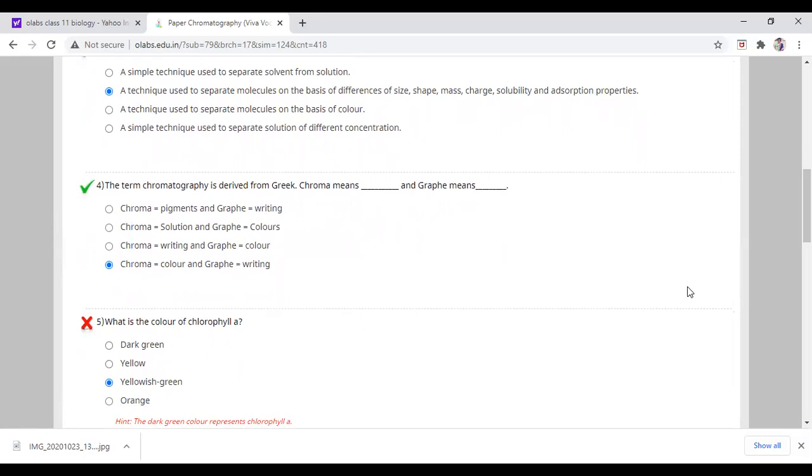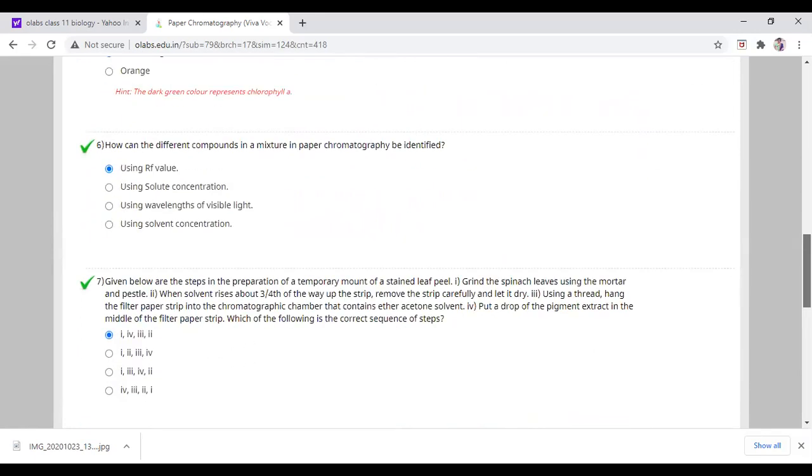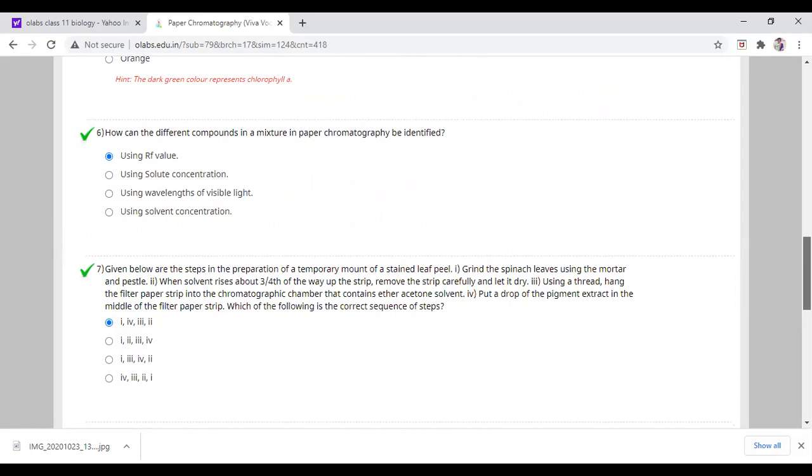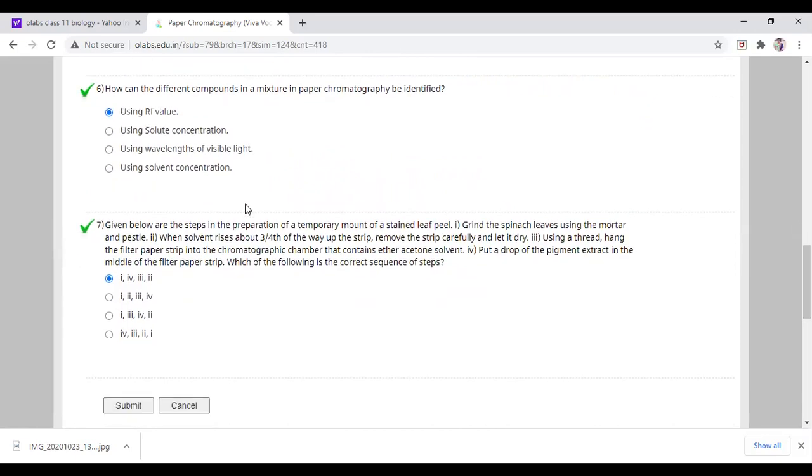What is the color of chlorophyll A? Dark green is the color. So this is wrong for us. Dark green is the color of chlorophyll A. How can the different compounds in the mixture be identified? Using RF values. This is the correct order.